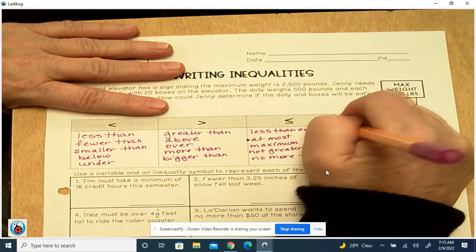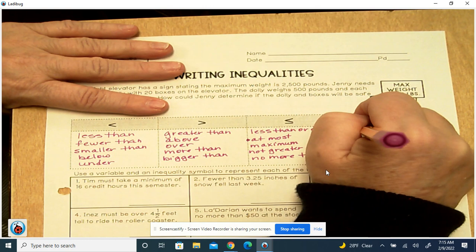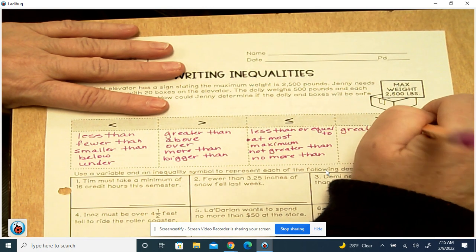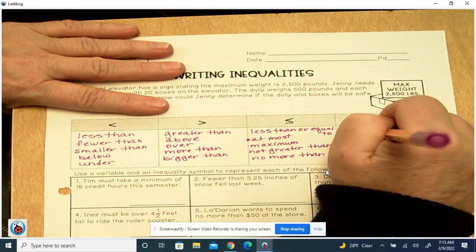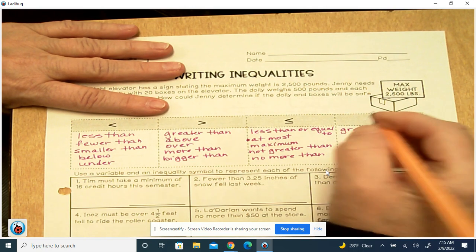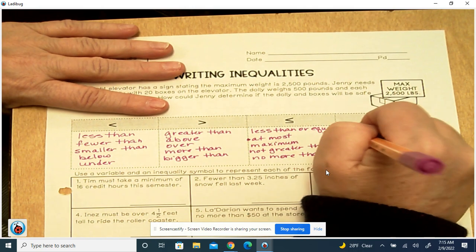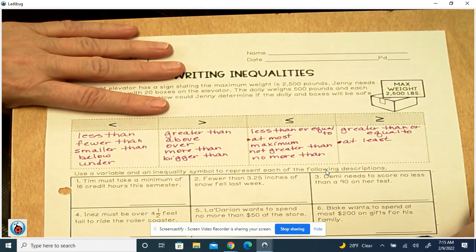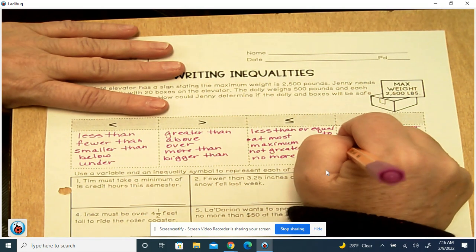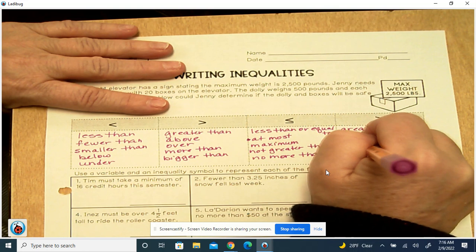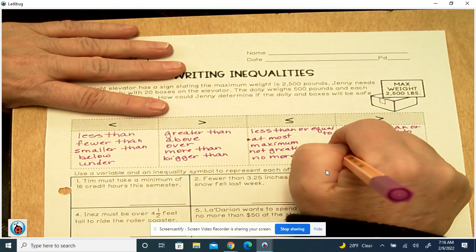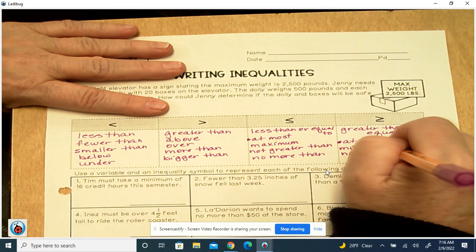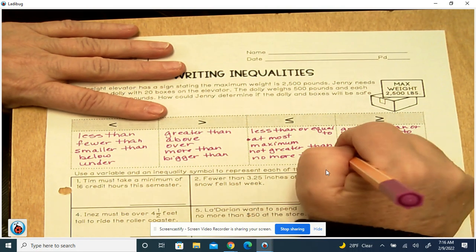All right. Greater than or equal to is greater than or equal to, at least. We'll bullet that one too. Minimum. No less than. No fewer than.